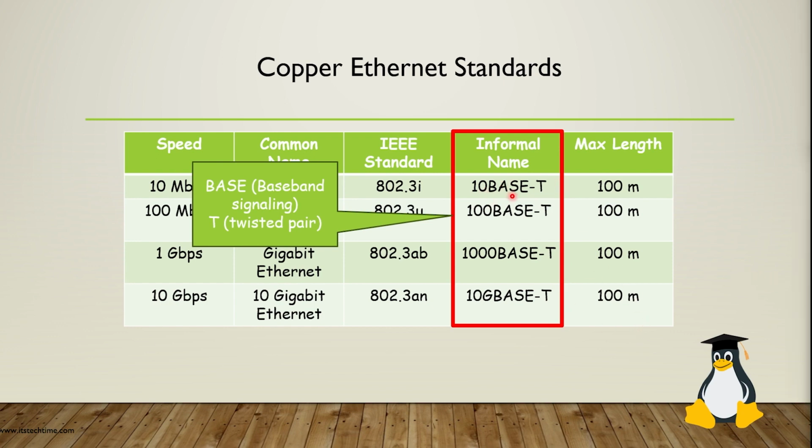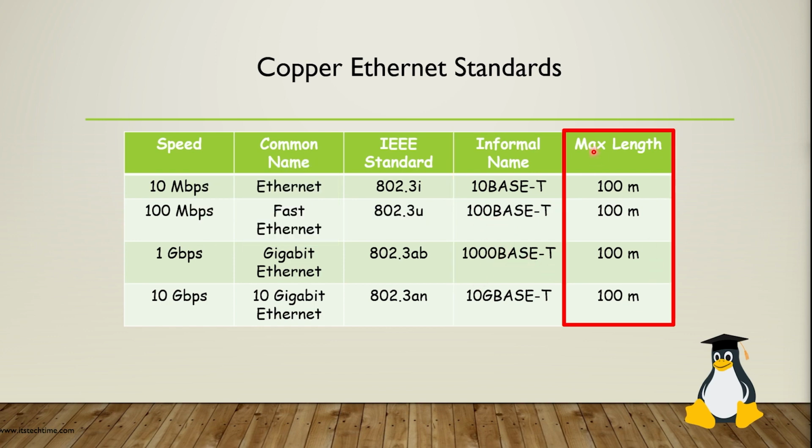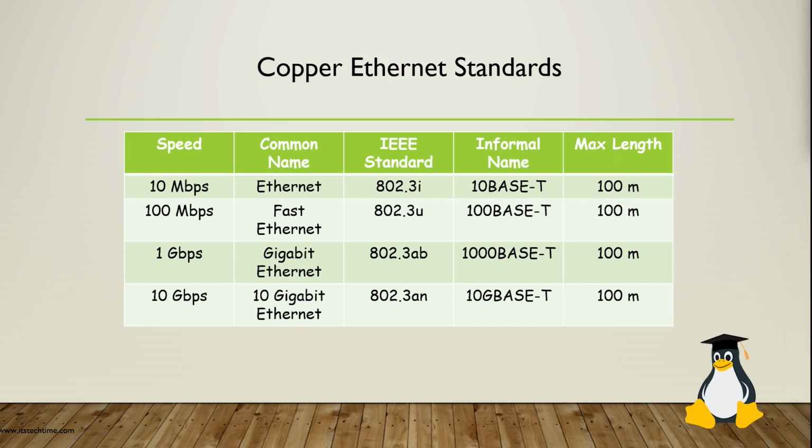You probably won't be asked what base stands for in the CCNA. I just added that in so that you would know what we're talking about in this video. Next is the max cable length. All of the copper Ethernet standards is 100 meters. I know that was a lot, but I do recommend that you memorize these Ethernet standards because more than likely you will get a test question related to them on the CCNA exam.